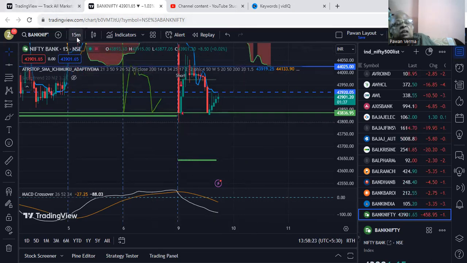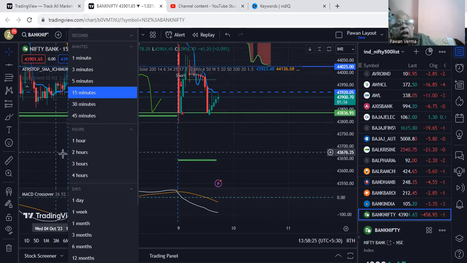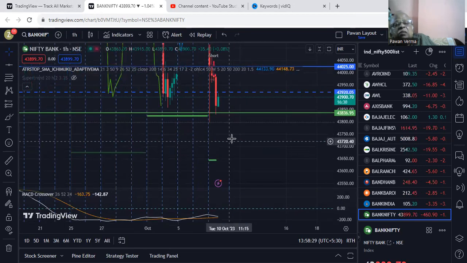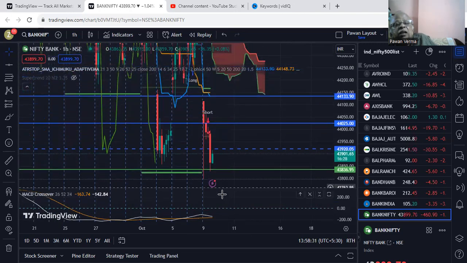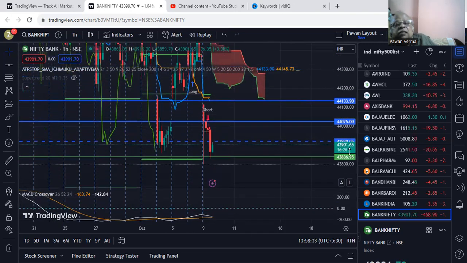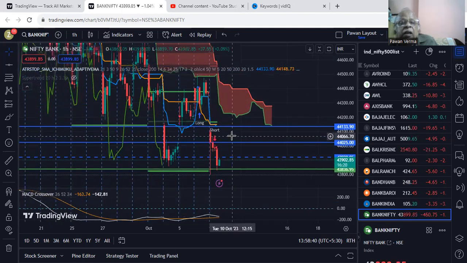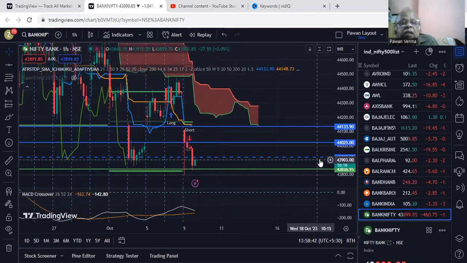If we open the chart of 1 hour, what we are observing is that this is also vital to analyze at this stage. See, Tenkan-sen and Kijun-sen have given the crossover.